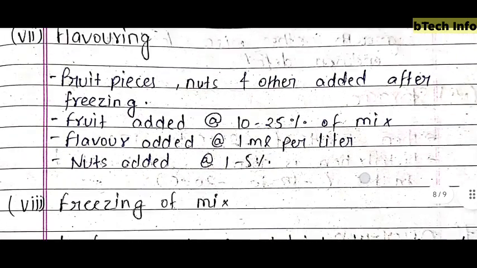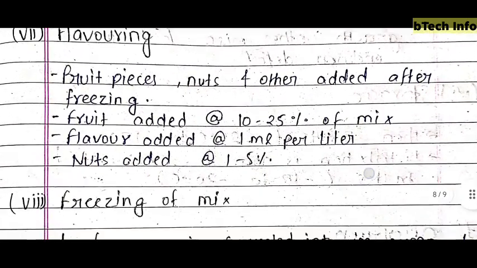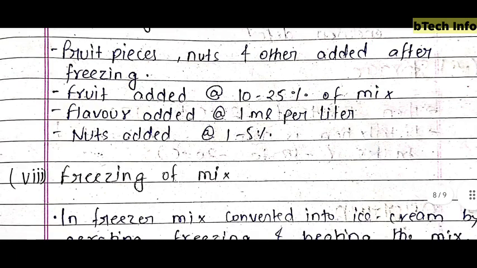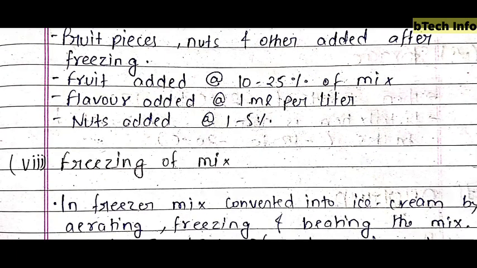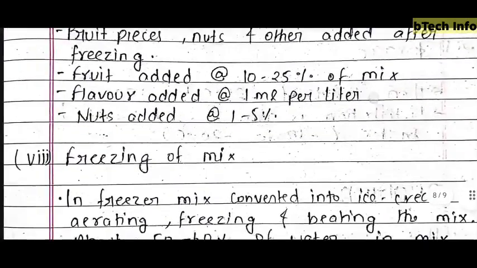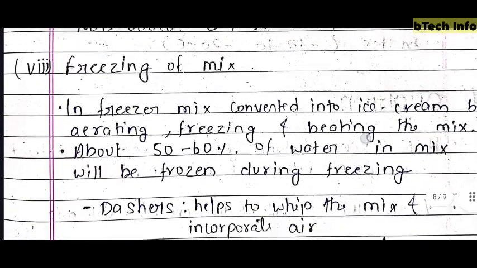Also, fruits are added at the rate of 10 to 25% of the mix, flavor is added at the rate of 1 ml per liter, and nuts are added at the rate of 1 to 5%. After the flavoring addition, we do the freezing of the mix.